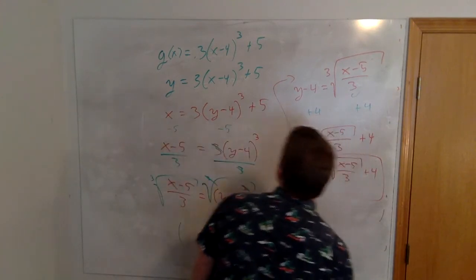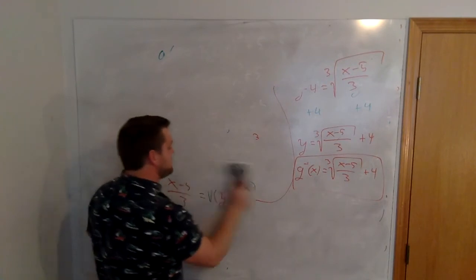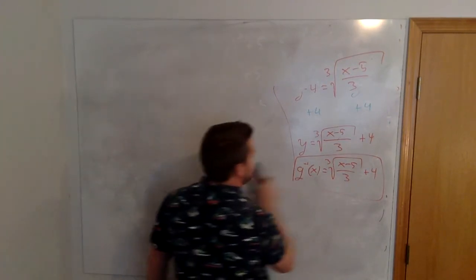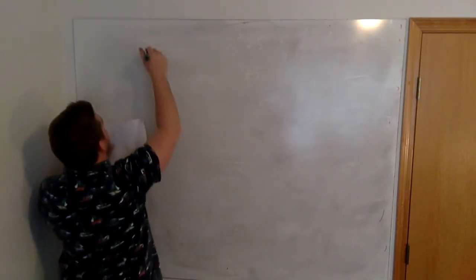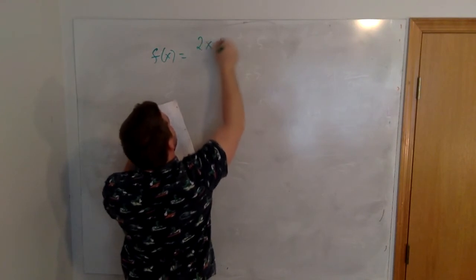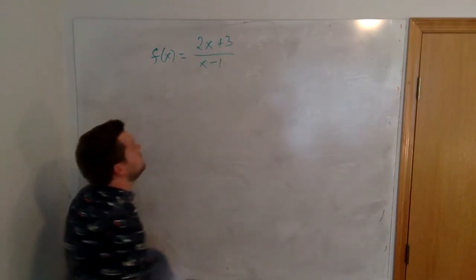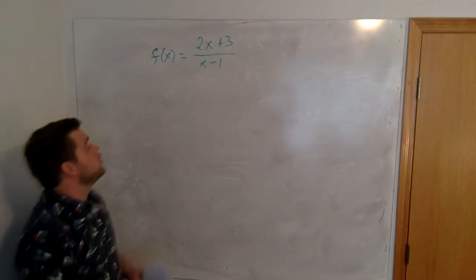Let's do another style or another flavor of these problems. Specifically, finding inverses of rational functions can be algebraically tricky. So let's see some examples of that. Let's say we have a function f of x is equal to 2x plus 3 all over x minus 1. Go ahead and pause the video and see if you can try to find the inverse of this function on your own.